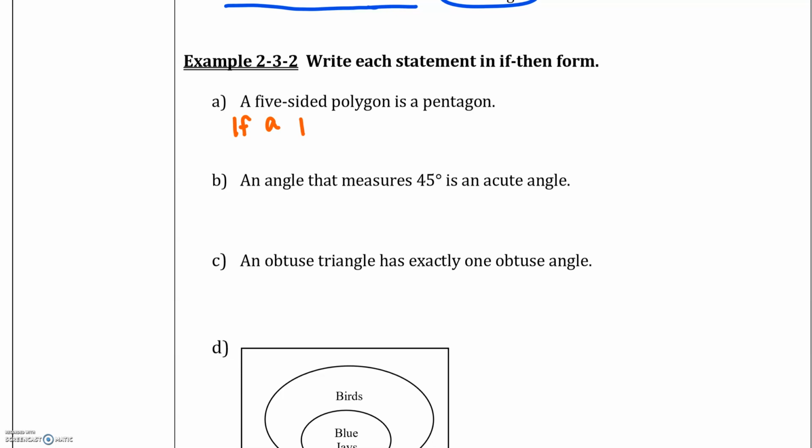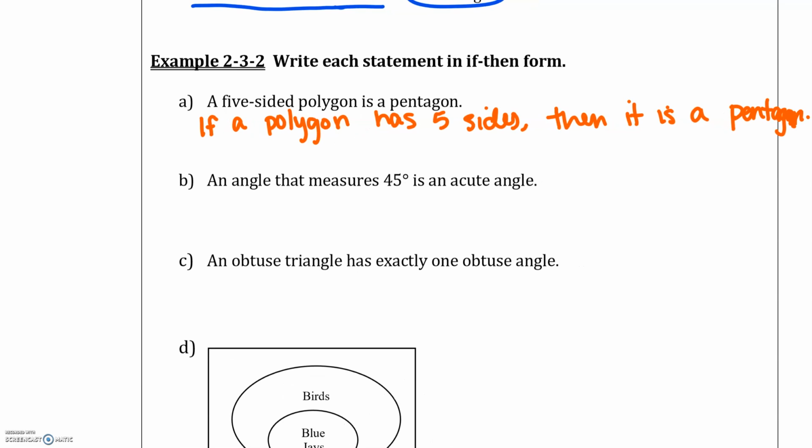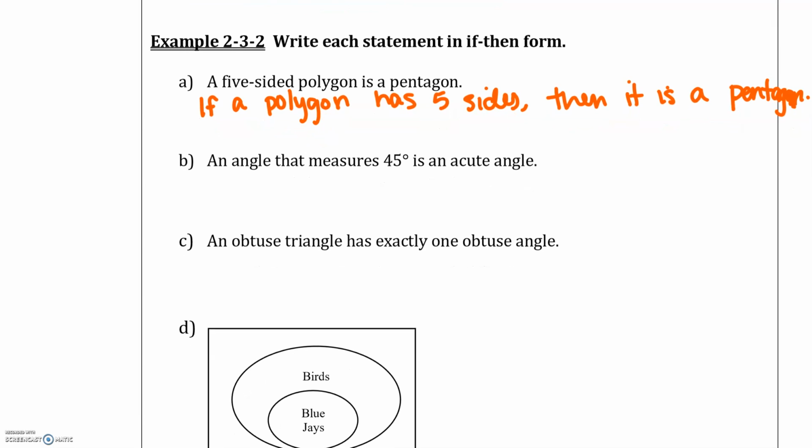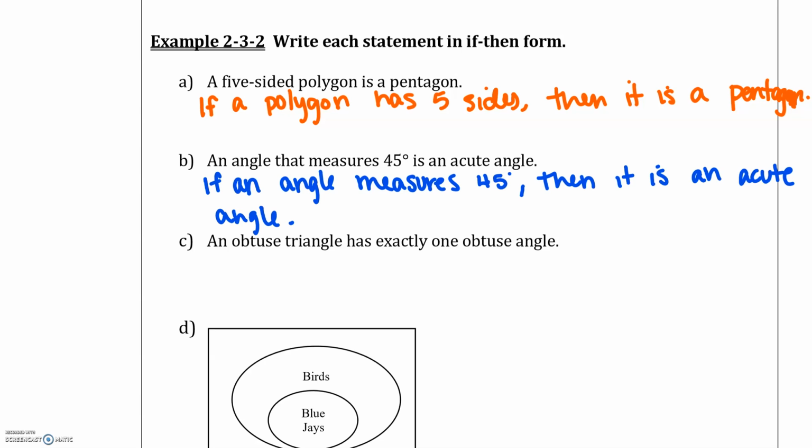So try it out. If a polygon has 5 sides, then it is a pentagon. All right, so on the next one, if you would like to try that one out, it's pretty easy to make that one into an if-then sentence. And hopefully you got if an angle measures 45 degrees, or if an angle is 45 degrees, then it is an acute angle. And there is B written out.